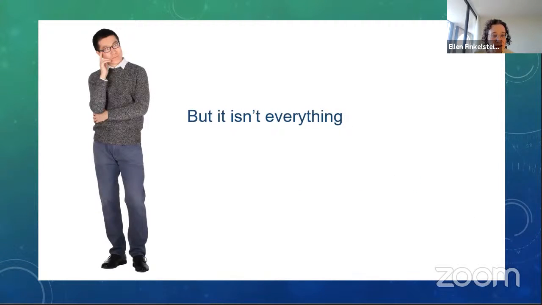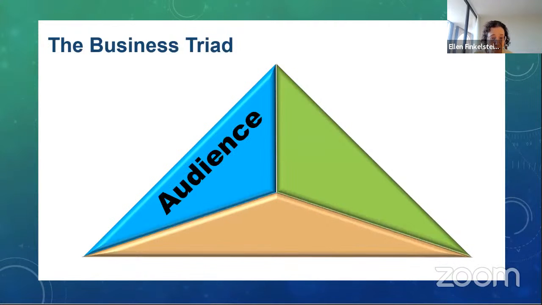Now, I do want to say that your list isn't everything, okay? And so I'm going to show you something I call the Business Triad. It's the 3 components of an online business. And when you put these elements together, you have the basis for a successful online business. And so this is what it looks like. Okay, it starts with your audience.